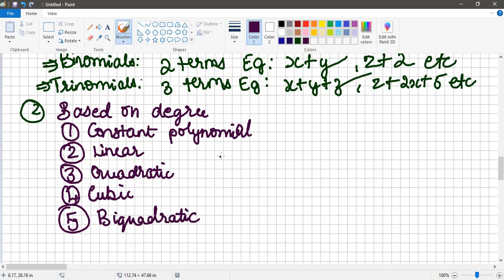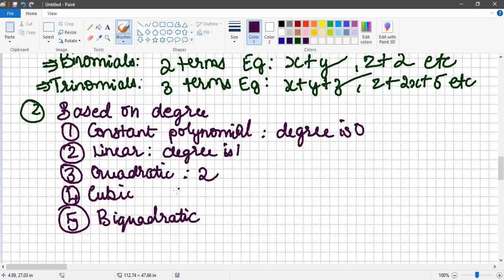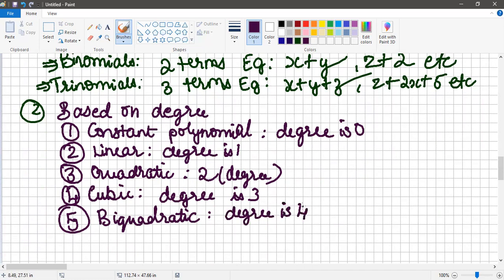In a constant polynomial, we have the degree as 0. Here in linear polynomial, we have degree as 1. Here it is degree 2. And here in cubic, degree is 3. And here in biquadratic, degree is 4. I hope it is quite clear to all. So now let's further see this with an example.